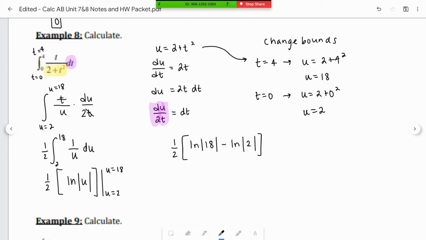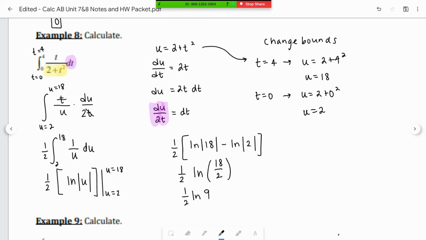Okay. So remember that with our properties of logs, you can combine logs that are separated by subtraction by using division inside of your log. So this would be 1/2 times the natural log of, absolute value of 18 is just 18, and absolute value of 2 is just 2. So when I combine these using division, I get the natural log of 18 over 2, which is 9. So I have the natural log of 9.